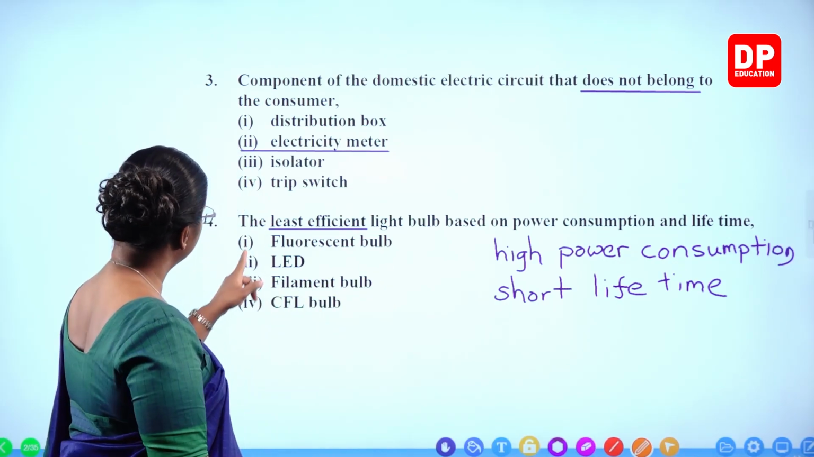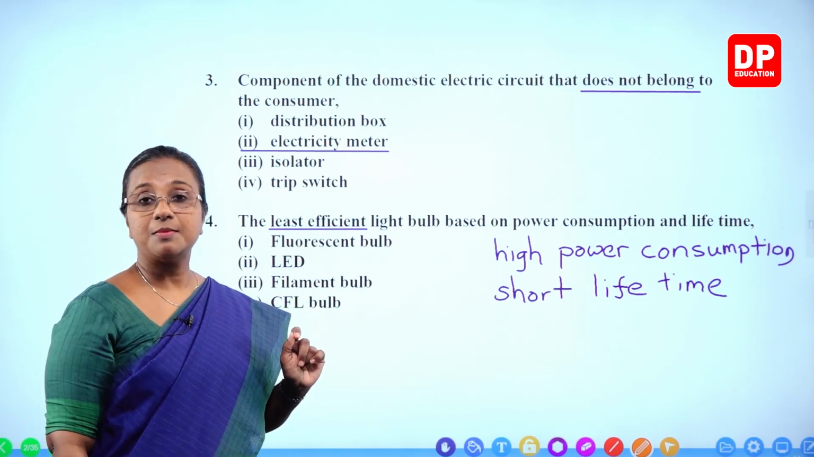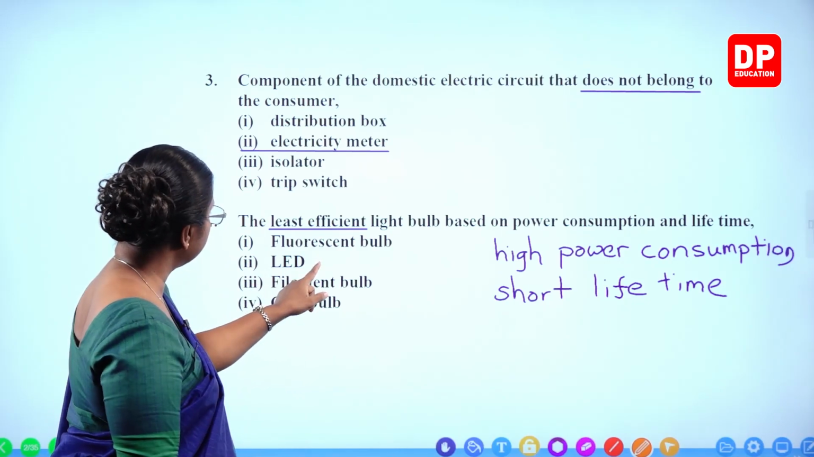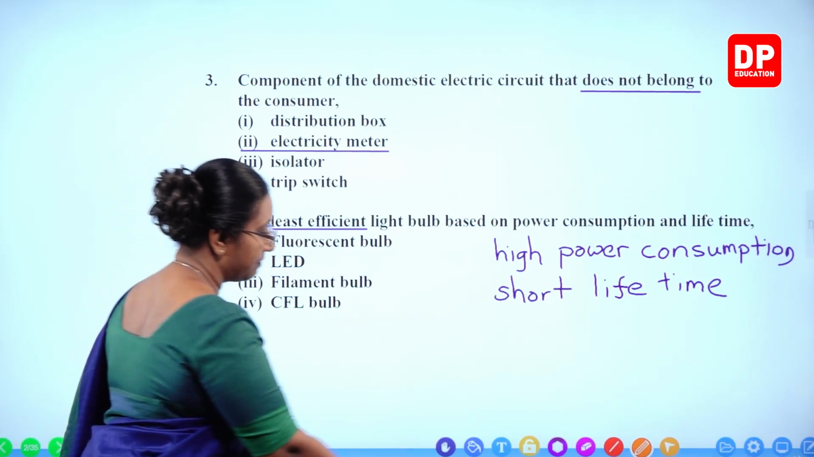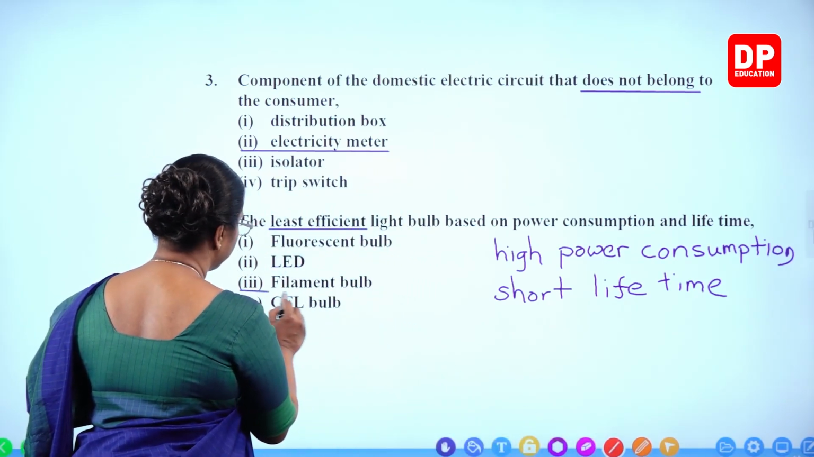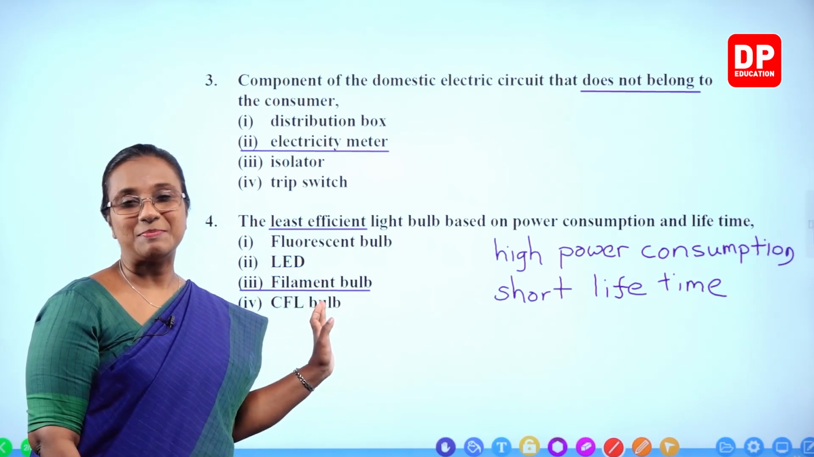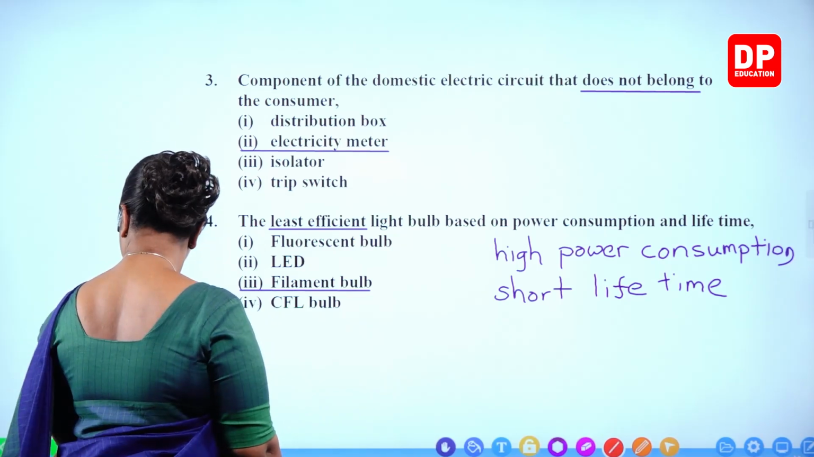So here the question is the least efficient light bulb based on power consumption and lifetime. It has to be the filament bulb. If you look at the answers, fluorescent bulb, LED, filament bulb and CFL. Out of that, it should be the filament bulb. I'm sure you can remember that. So with that, students, we'll move on to the next slide.